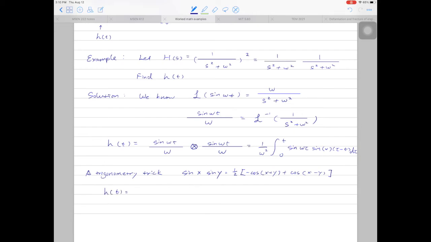The x and y in this case are omega t and omega (tau minus t). Then h(t) is equal to 1 over 2 omega squared, integrate from 0 to t, then minus cos omega t plus cos omega tau, then d tau. The rest is just simple integration about tau. And the final answer is 1 over 2 omega squared multiplied by minus t cos omega t plus sine omega t over omega.